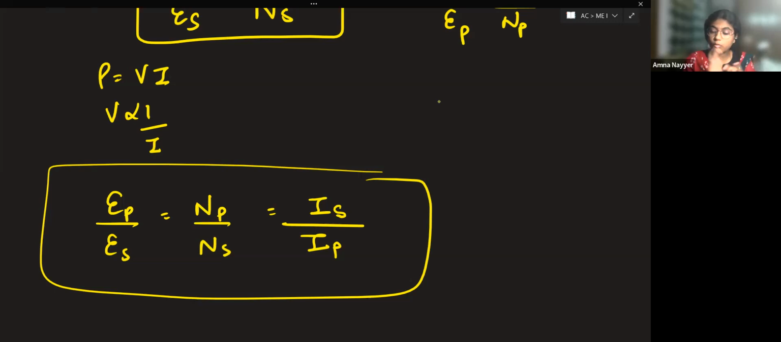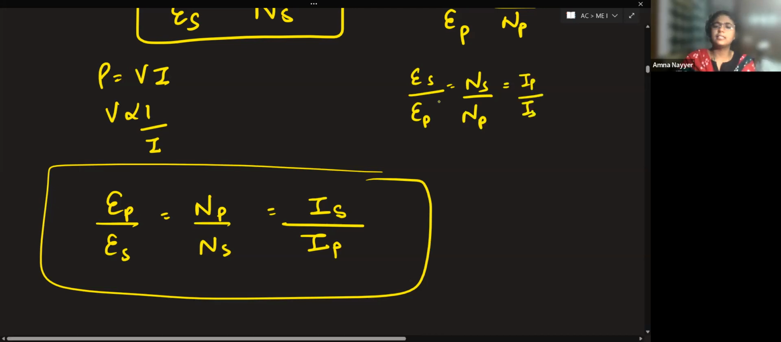Voltage and number of turns have to be kept together, meaning if it's primary, primary together, if it's secondary, secondary. Reverse it for current. If you have written ES by EP, and NS by NP, then do not write IS by IP; that time write IP by IS. Like this, in one single line, this is all the formula for a transformer.